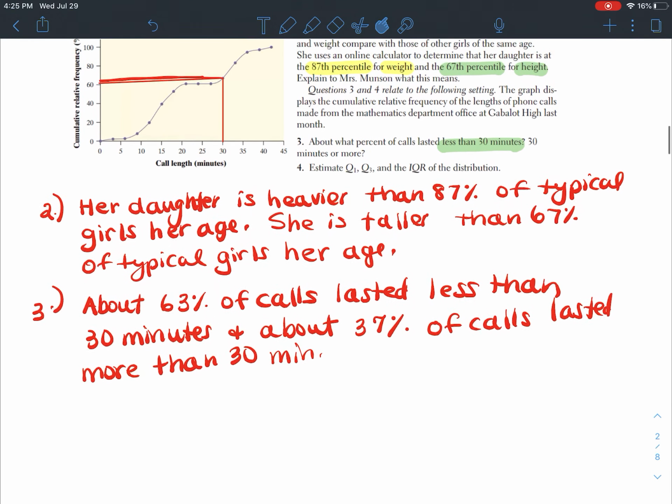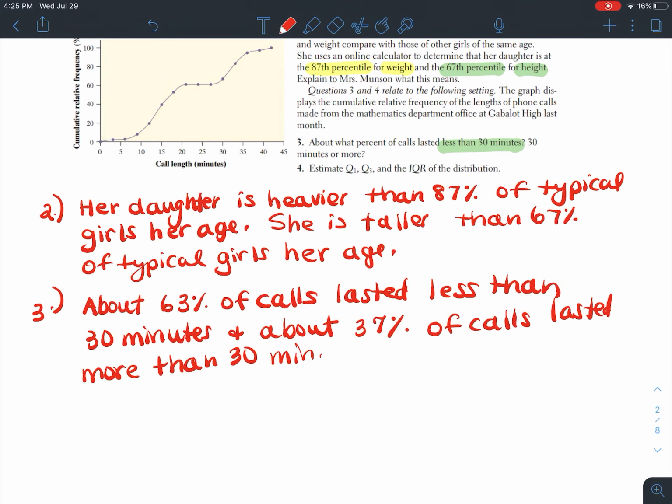Okay, and question number 4 says estimate the Q1, Q3, and then the interquartile range. So let me just go ahead and get rid of these here. Q1 would be the 25th percentile. I want to estimate where 25% is there. I want to come down here. Q3 would be where 75% is. I want to estimate that. I want to come down here.